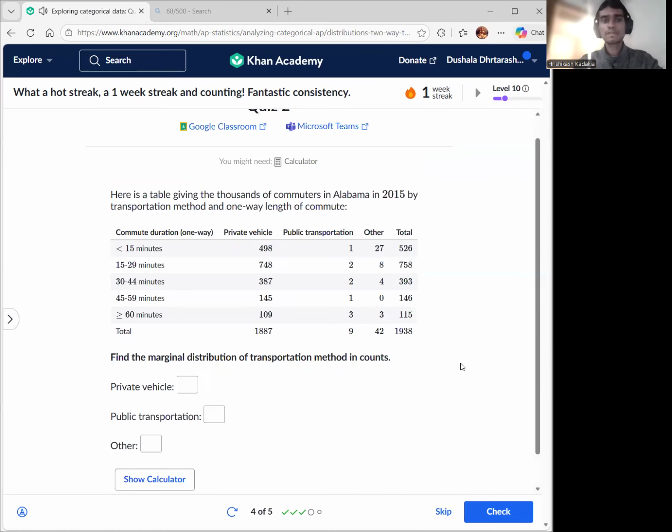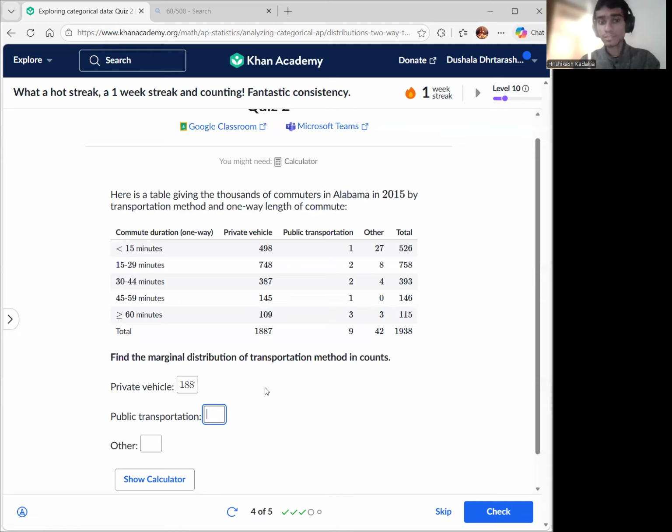Here's a table giving the data for thousands of commuters in Alabama. This one we have done before. We just take a look at the table, right? In Alabama, they're commuting by different transportation methods and the one-way length of commute is given. They're asking what is the marginal distribution of transportation methods in counts? For this one, you're asking for counts, not percentages. So in counts, how many are going by private vehicle, regardless of the transportation time? Well, 1,887 are going by private vehicle.